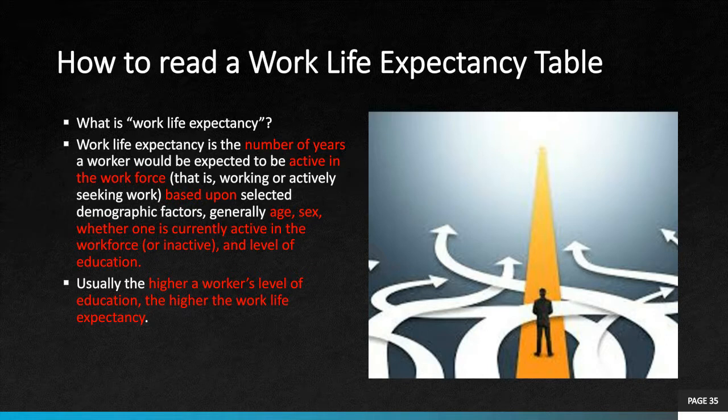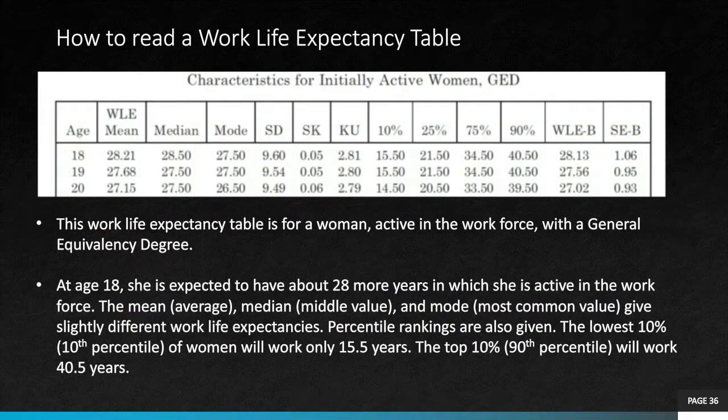All right, so here we have a work-life expectancy table. This is for an initially active woman with a GED. So not a high school graduate, but she got her equivalency degree. You'll notice she starts out in the workforce at age 18, and we've got the mean, the median, and the mode. The mean is going to be the average. The median is that half of women are above this figure and half of women are below it. So it's just the middle number, and the mode is the most common number of years that this person would be in the workforce. Generally speaking, we're looking at about 28 more years of working life.